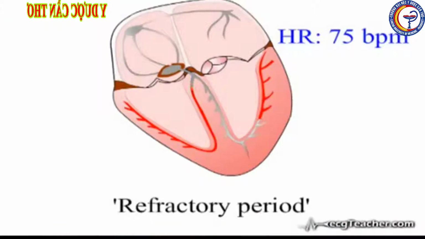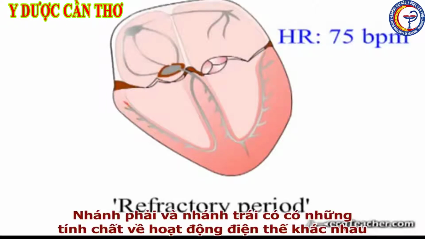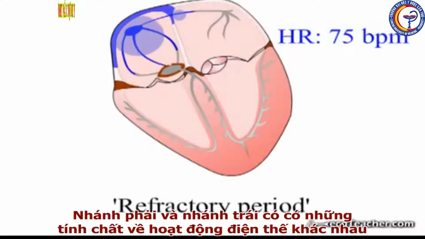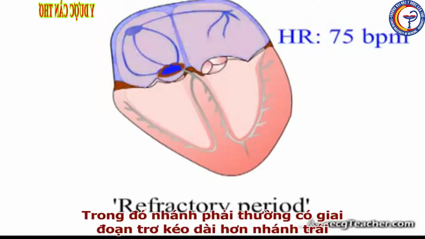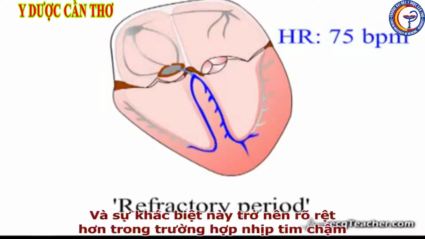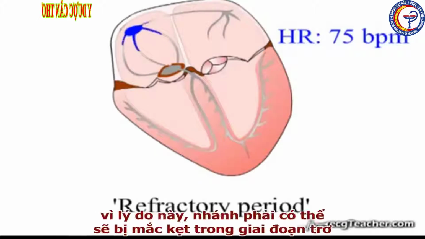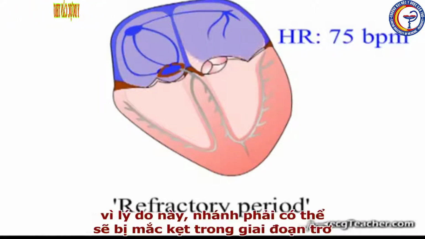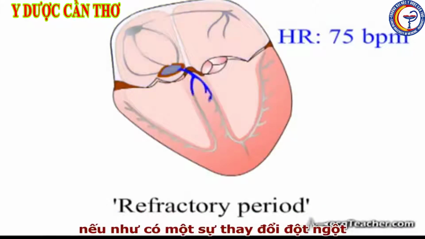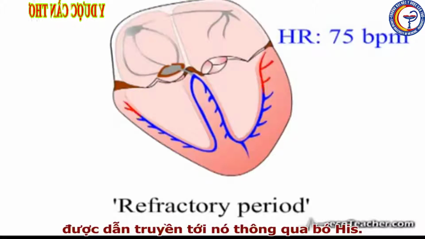rate slows. Also, as illustrated here, the left and right bundles have slightly different electrical properties, with the right bundle branch having a longer refractory period than the left. And this difference becomes more pronounced at lower heart rate. For these reasons, it is possible for the right bundle branch in particular to be caught in a refractory state in the presence of a sudden, unexpected change in the rate at which depolarizing signal arrives through the bundle of His.